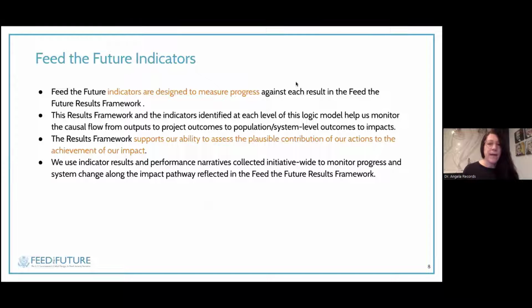Just to point out, the idea here is that not only do we measure that the work we're investing in is having success, but it also helps us explain to our donors, which are the taxpayers, the work that we're doing and how we know that those dollars are being spent effectively.